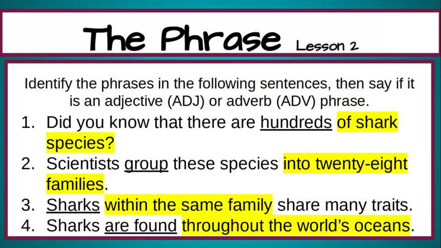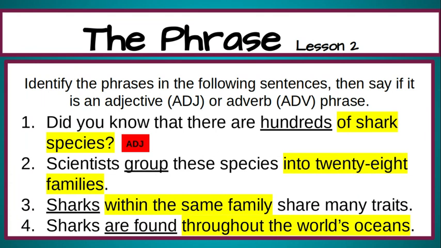All right, so let's see how you did. First, let's do the first two parts. Of shark species is the phrase that is modifying the word hundreds. Okay, because it's modifying the word hundreds, is hundreds a noun or a verb? It's a noun, it's a thing, it's a number, it's how many, right? And not only that, but it's telling us which kind of hundreds or which one. So we would say that this is an adjective phrase.